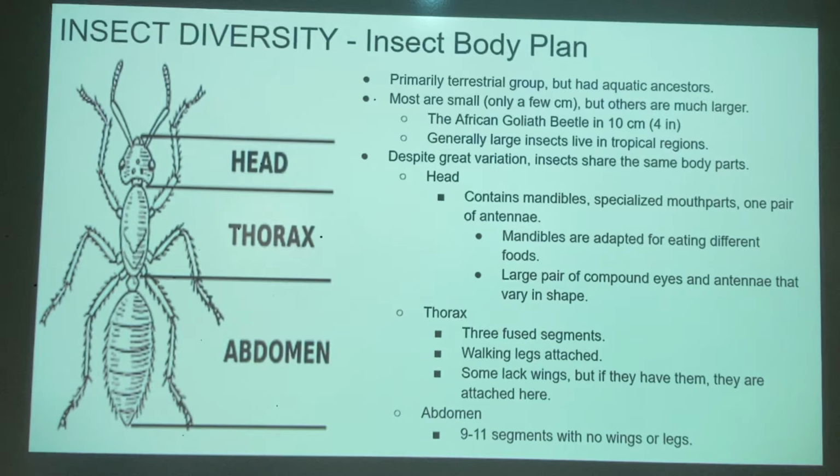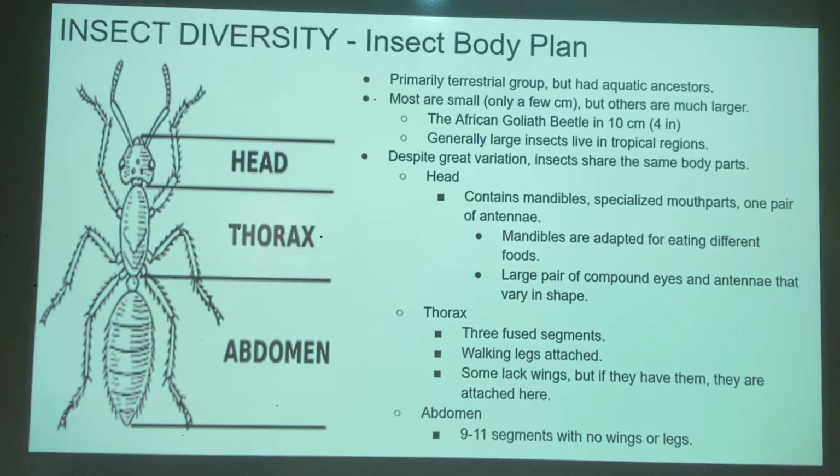But despite the great variation in size and how they look, we do have those 3 distinct head, thorax, and abdomen parts. The head will always have a mandible or a specialized mouth part with 1 pair of antennae. The mandibles are going to be adapted for whatever food they eat, and they will also have a very large compound eye with that antenna that vary in shape. A compound eye meaning that they are able to see not quite like we do, but it's more than light and dark. And then the thorax is going to have 3 fused segments.